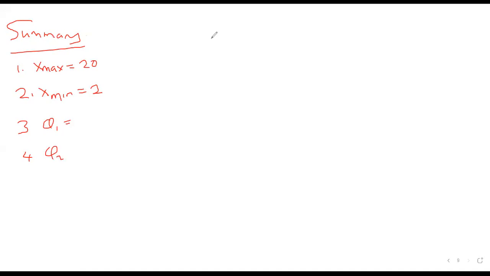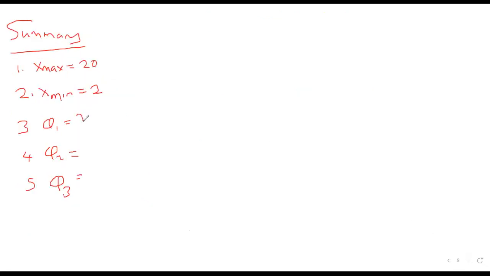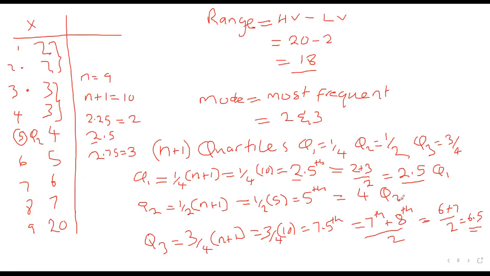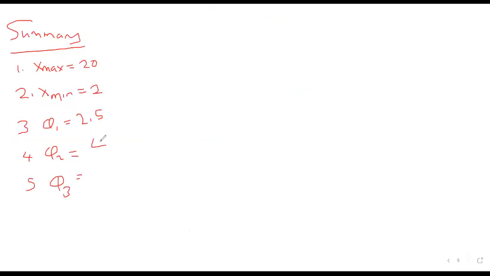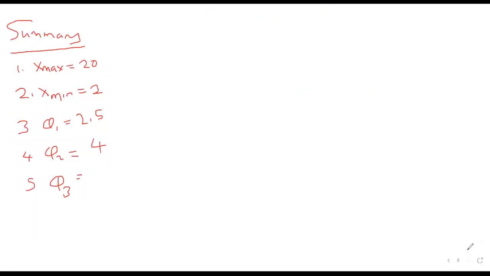And number 5, our third quartile. These ones are important to draw the box whisker diagram. So our first quartile was the second and third position, which gave us 2.5. So 2.5 was our first quartile. And our second quartile was the 5th position, which was 4. And finally, our third quartile, which was the 7th and the 8th position, which was 6.5.